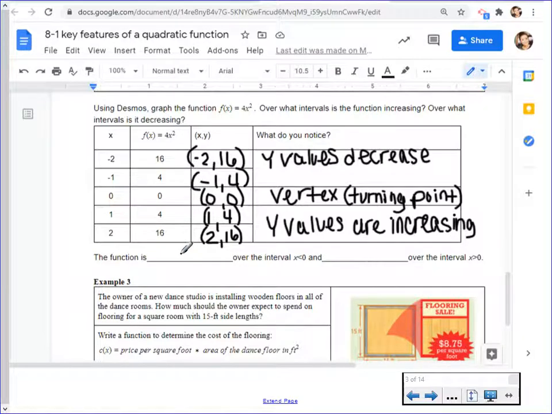Okay, so then down here it's fill in the blank. It says the function is, the first blank is decreasing. So that means over the interval where x is less than 0, so if you had x is -1, x is -2, if you had a -3, -4, anything negative, if it's less than 0, it would have been decreasing. And then it's increasing once x is greater than 0. So 1, 2, 3, 4. Anything greater than 0, then your values would be increasing.